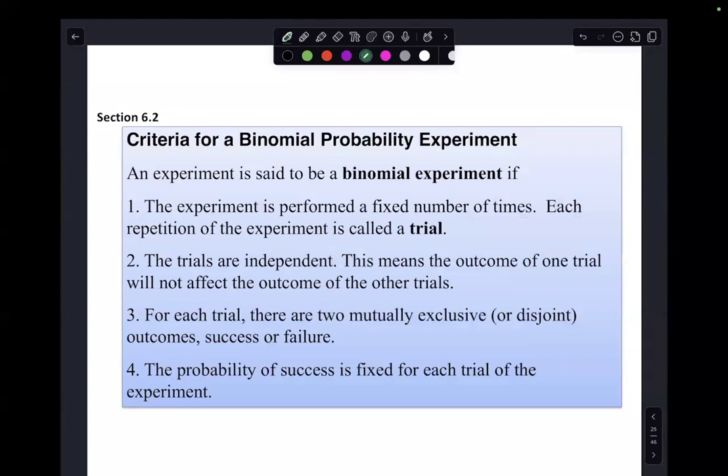Binomial probability distributions. So first thing we need to know is if it is a binomial experiment. So these are the things that we're going to look for to determine if something is a binomial experiment. I don't believe the homework asks you if something is a binomial experiment. I don't make you on the test tell me, is it a binomial experiment?